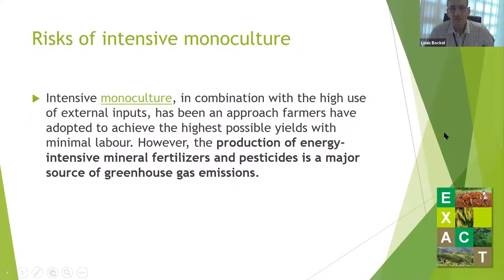Furthermore, intensive monoculture combining a high use of external inputs has been an approach where farmers have moved to production that has required energy intensive mineral fertilizer and pesticide. And these are also a major source of greenhouse gas emission.